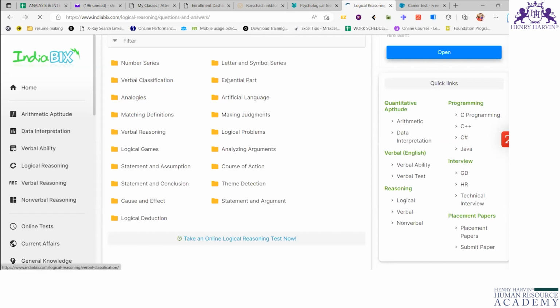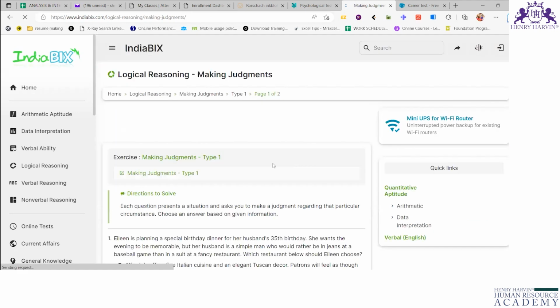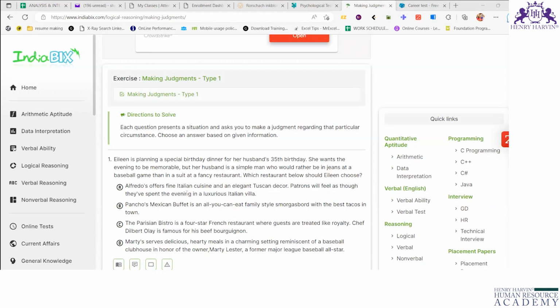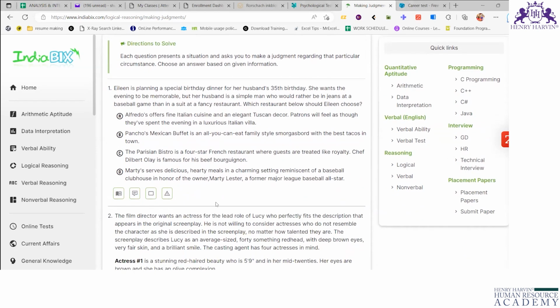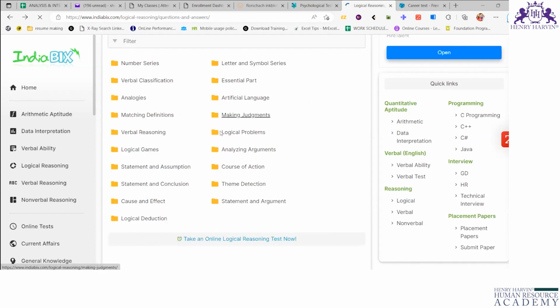Then verbal classification, essential part, analogy, artificial language, matching definition, making judgments. And this is making judgments, right? Based on the statement and all, this will give us an idea about your judgment skill, how well you can decide. So yes, there are different kinds of verbal reasoning.